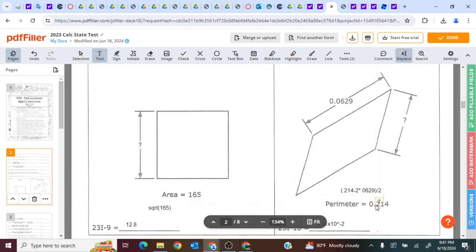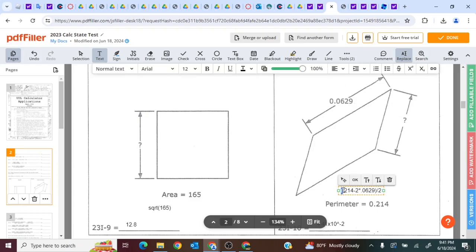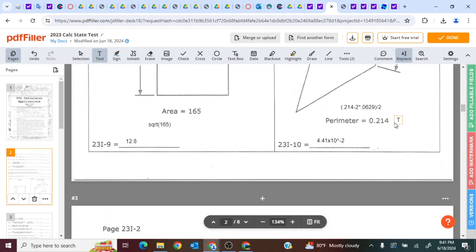10, the whole perimeter is this much. So to get this side, this 0.0629 appears twice. So you have to subtract that twice from the total perimeter. And since this side also appears twice, you have to divide the remaining part by 2. If you do that, you get a side length of 4.41 times 10 to the negative 2.